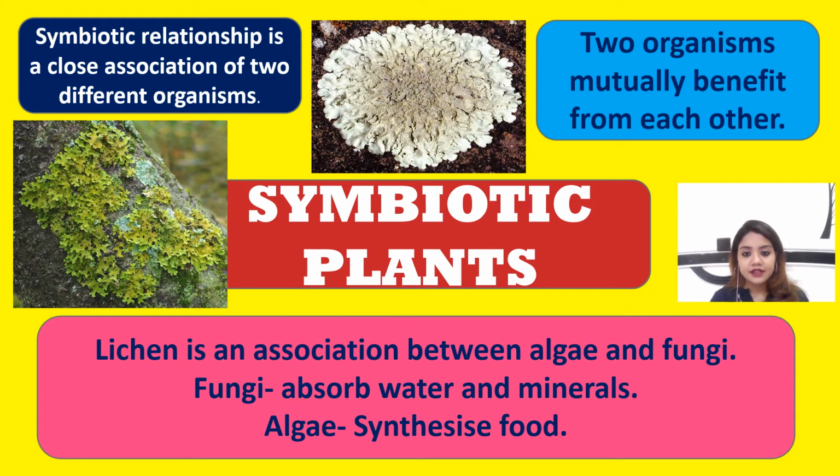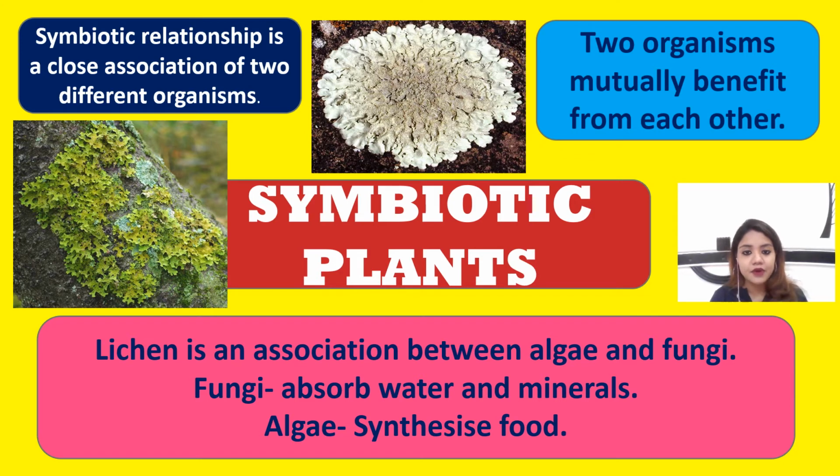The next category of plant is symbiotic plants. So first let us understand what a symbiotic relationship is, or what symbiosis is. What does the word symbiosis mean? A symbiotic relationship is a close association of two different organisms. And here both of the organisms are mutually benefiting from each other. So they are helping each other. So both of them are somehow benefiting from each other.